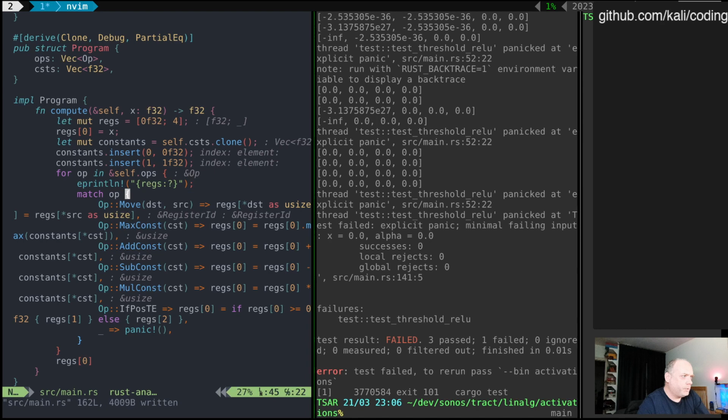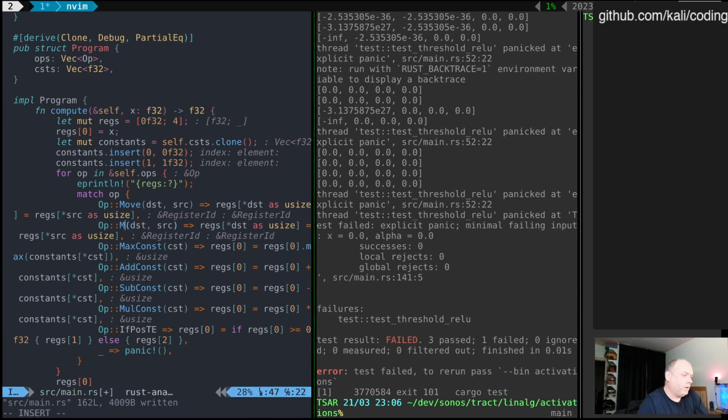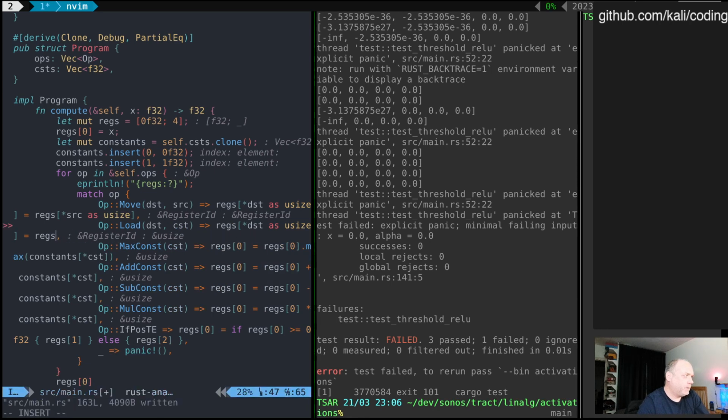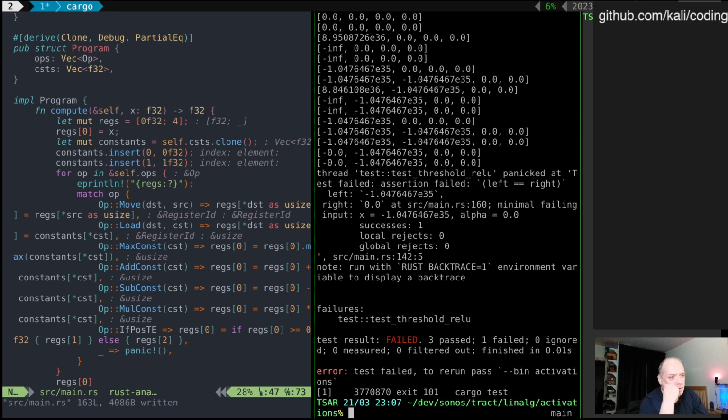So load will take TST, which is a register, and SRC, which is a constant this time. I will call it CST to be consistent. And I'm not reading in regs, I'm reading in constants of CST, like that. Okay. Nope, still nope, but no panic.